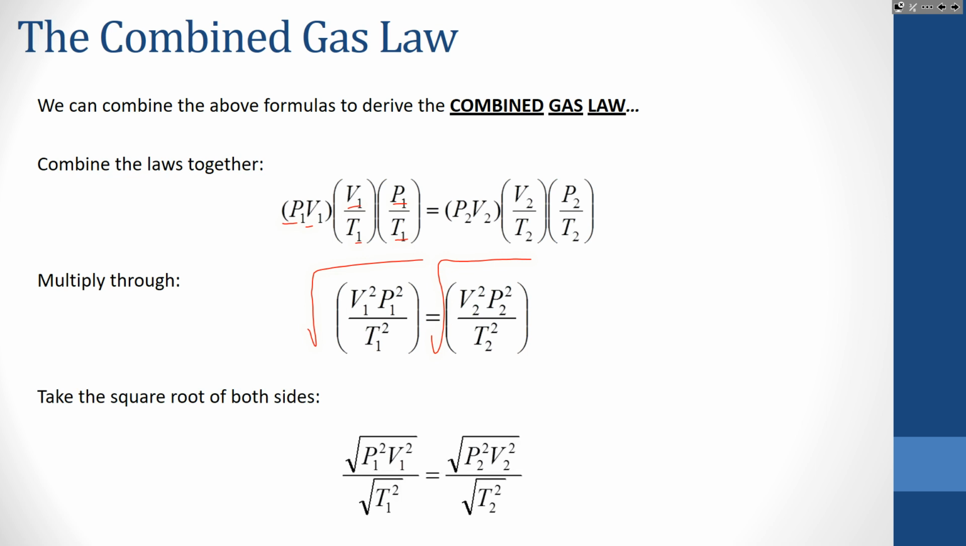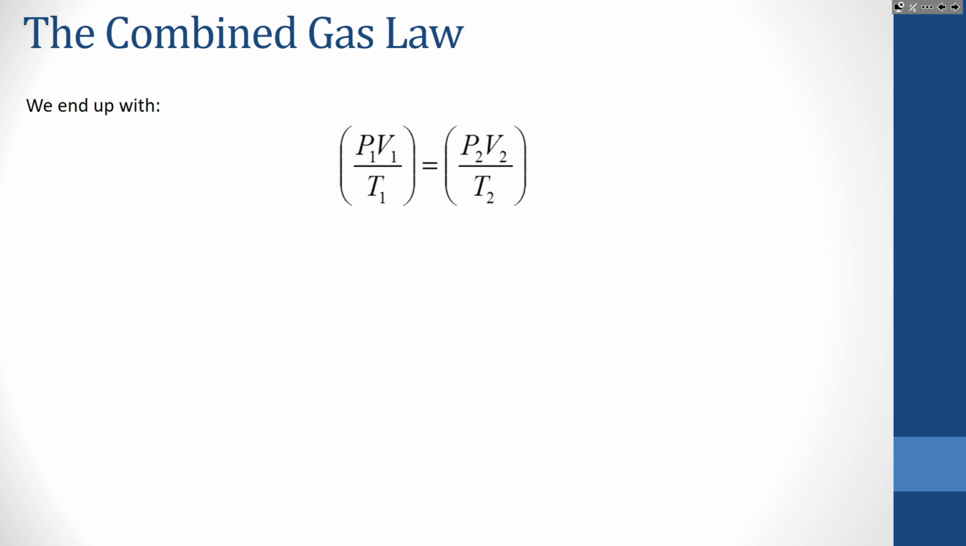For example, the square root of 5 squared is taking the square root of 25. Well, the square root of 25 is 5, so the square root of 5 squared is just 5. So the square root of P squared is P, the square root of V squared is V, and so on and so forth. So what ends up happening is we get this equation, which is the combined gas law.